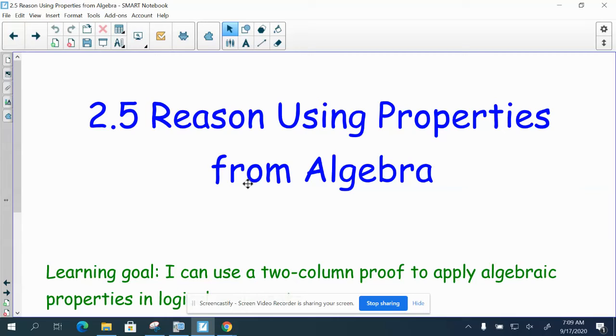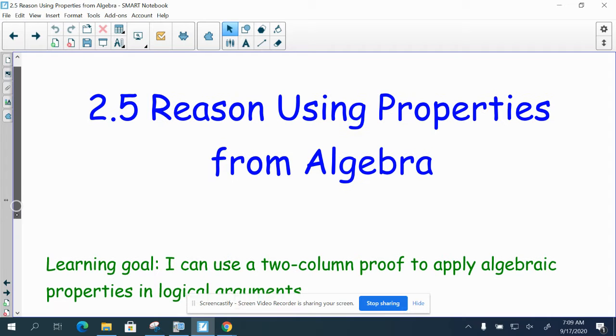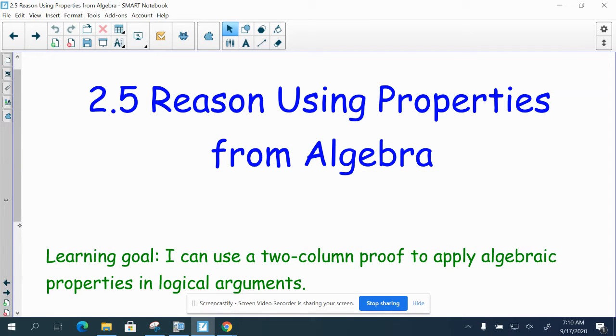Everyone, this is lesson 2.5, Reason Using Properties from Algebra. In this lesson, we're going to review some algebraic properties of equality and apply them to geometric terms, so talking about segments and angles. We're going to use these properties when we start learning about proofs and the process of setting up a statement and reason column.